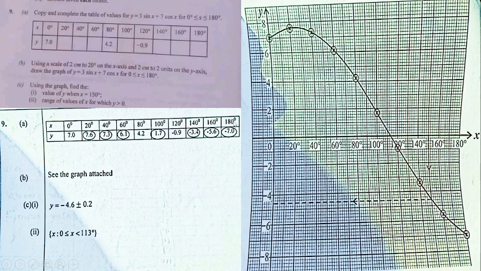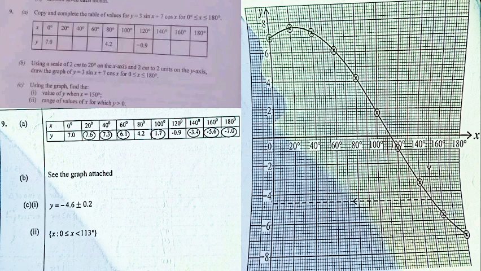So when our x is 180, our y is minus 7. Then from there, this is 180 here, and at this point this is minus 7. So that is that. We can now join these points together, which will give us a curve.